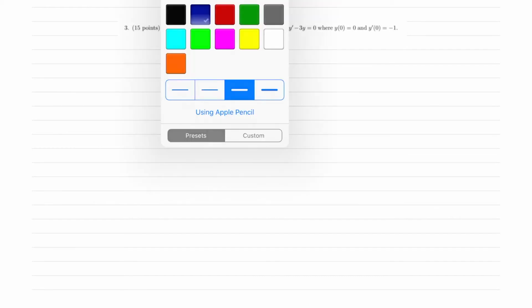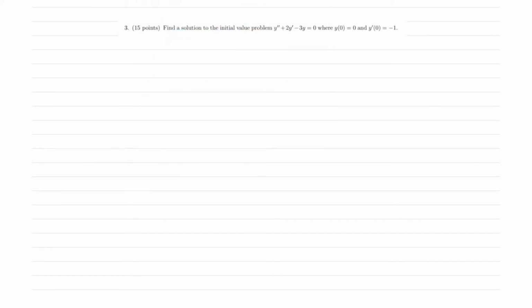Okay, so I want to find the solution to this initial value problem. So it looks like it's a second order linear differential equation with constant coefficients, and it's homogeneous because there's a 0 there. So this is going to be one of those auxiliary equation techniques. So the auxiliary equation for this is r squared plus 2r minus 3 is equal to 0. And we can go ahead and factor that pretty quick. It's going to give us r plus 3 times r minus 1 is equal to 0. So that tells us r is equal to minus 3 and plus 1.